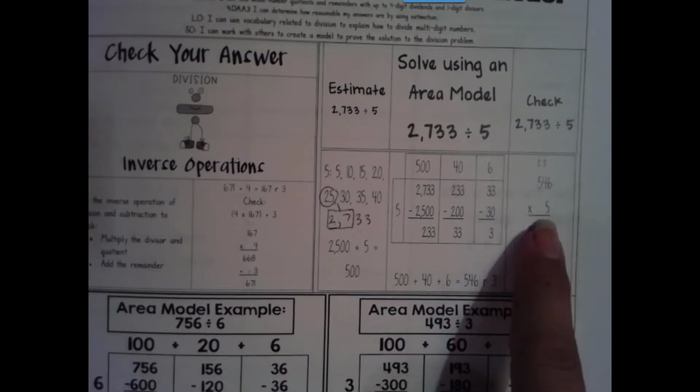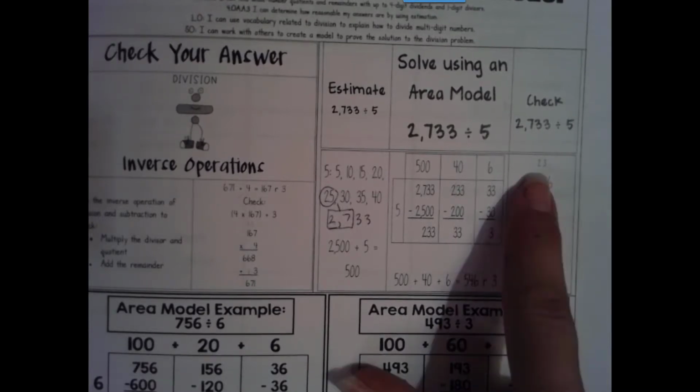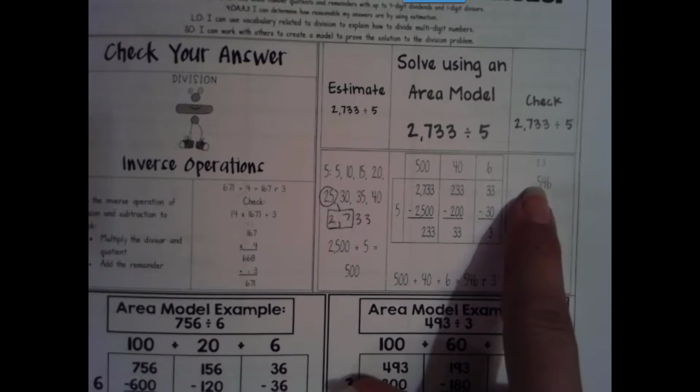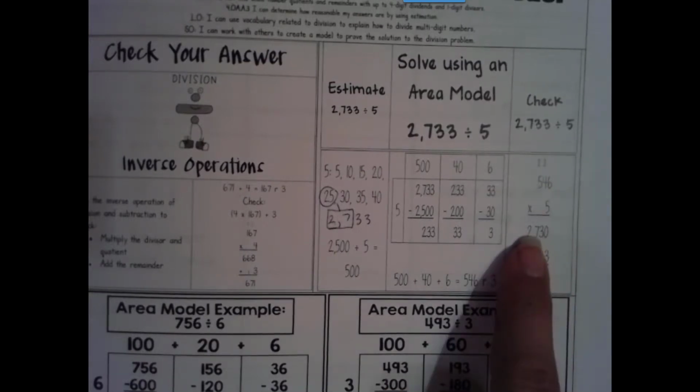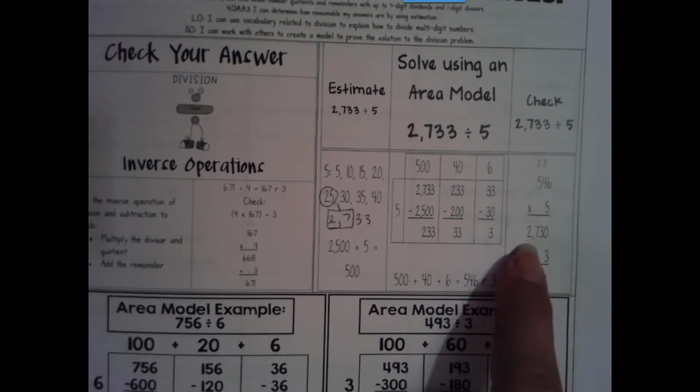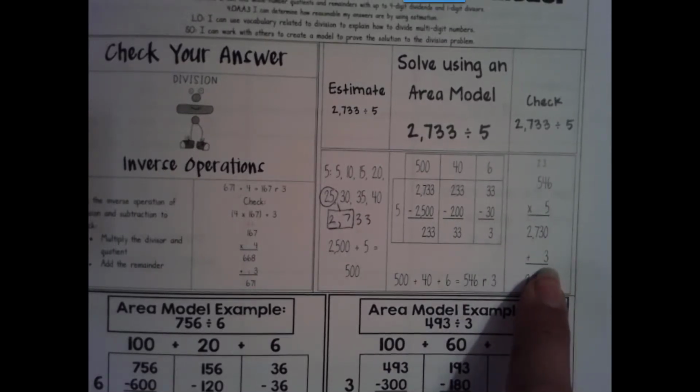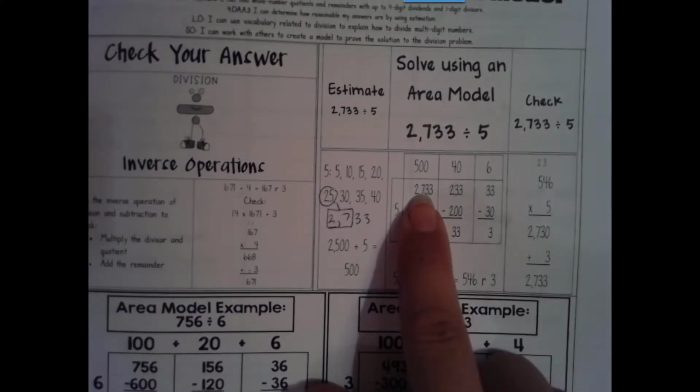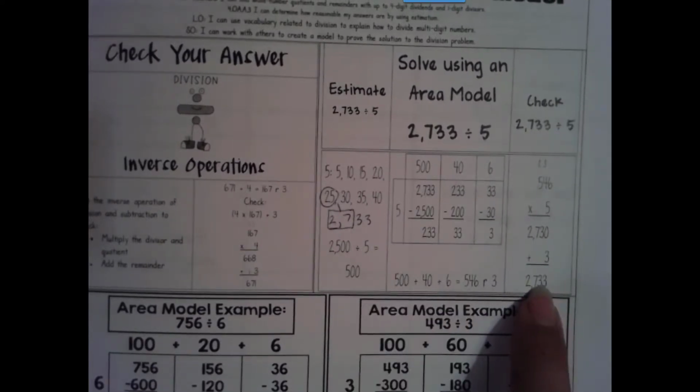So 546 times 5. 5 times 6 is 30. 5 times 4 is 20 plus 3 is 23. 5 times 5 is 25 plus 2 is 27. And then I add that remainder of 3. So 2,730 plus 3 is 2,733. That matches my dividend, so it checks. It is correct.